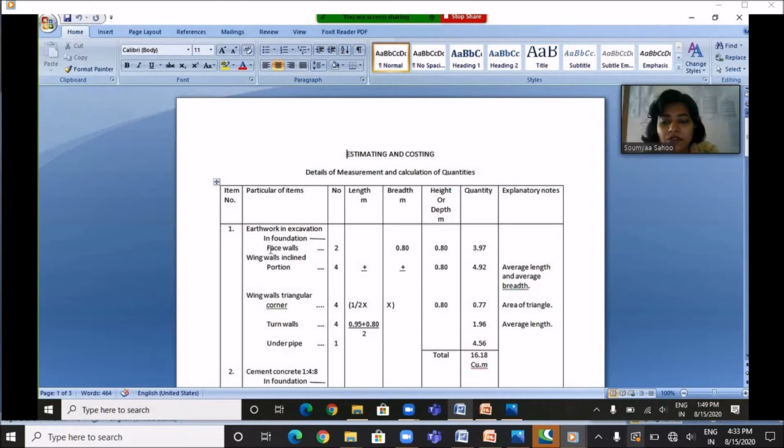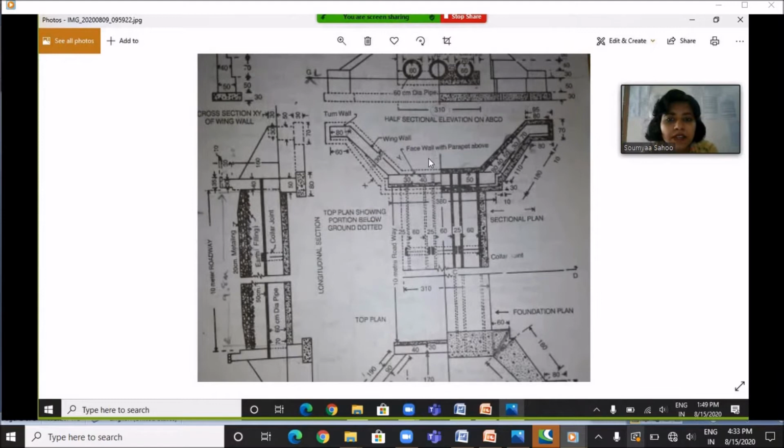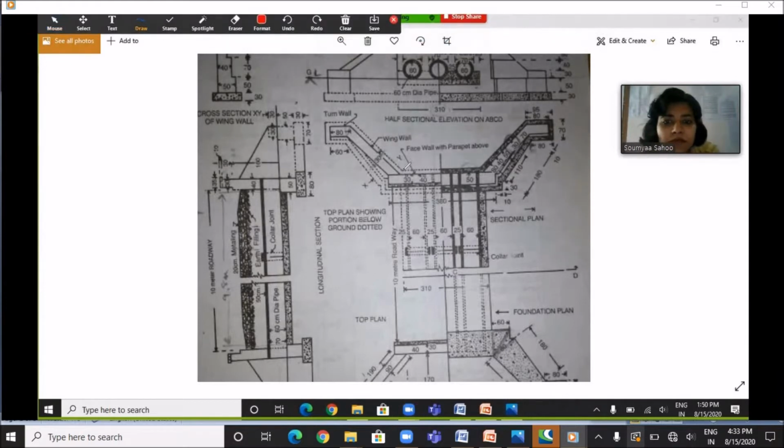Okay, so let's first see the earthwork in excavation for the face wall. So there are 2 number of face walls, one here, another one here. Let's see what's its length for excavation. So the excavation work is to be carried out from this point to this point. So if you see the half sectional elevation on ABCD, this length is 3.1 meter. Here it is mentioned. This length is from this point to this point, and this length is 3.1 meter.